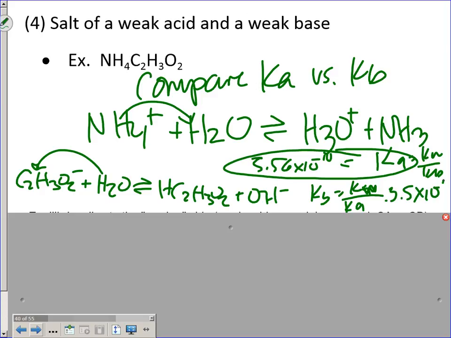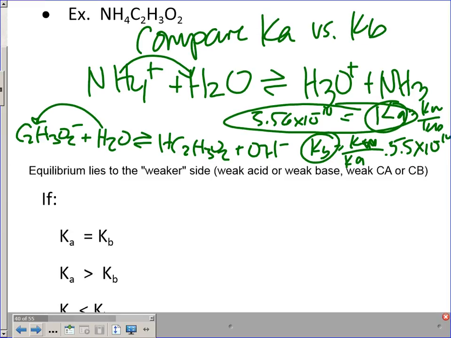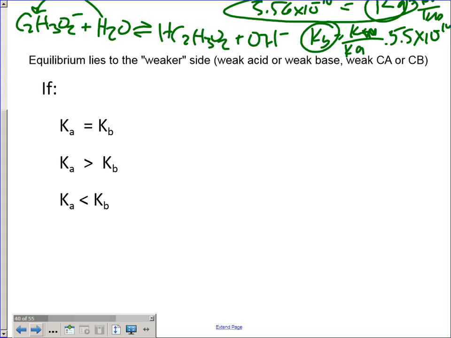So it happens that Kb and Ka are equal. If Ka and Kb are equal, what could you maybe postulate the pH would be? 7. Okay. If Ka and Kb are different, it will favor the side that is stronger. So you can't determine the exact pH, but you can determine if it's acidic, basic, or neutral. If the Ka is greater than Kb, it's acidic. If the Ka is less than Kb, then it's basic.